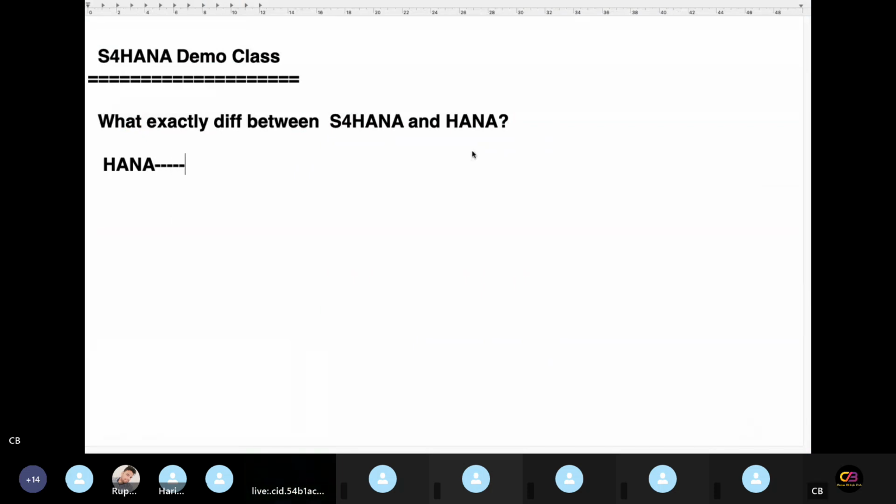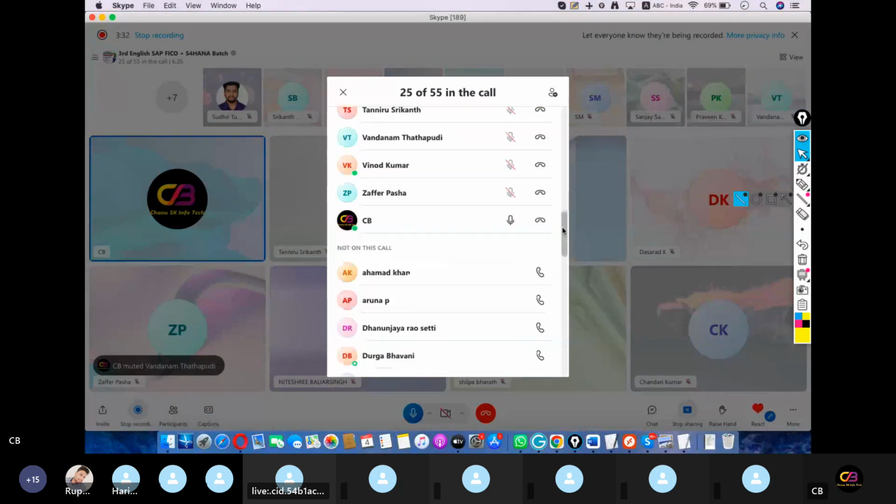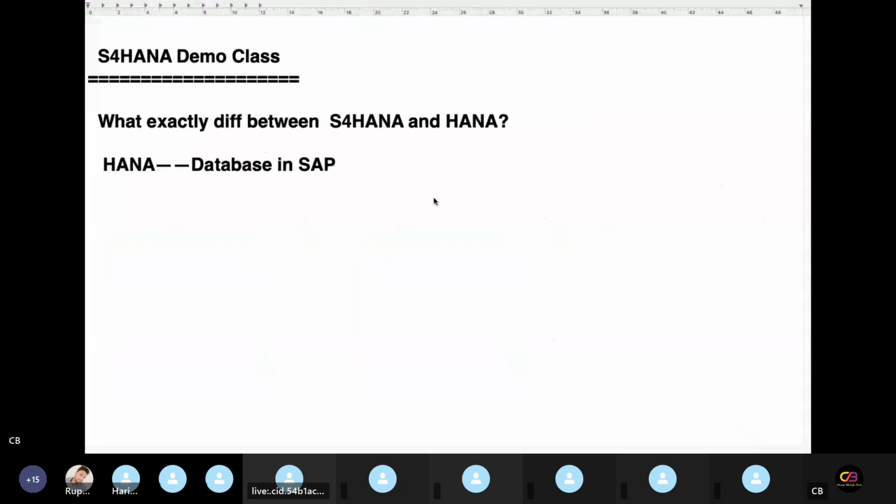See, HANA stands for High Performance Analytic Appliance. HANA is the database in SAP. S4HANA is the application, a software.